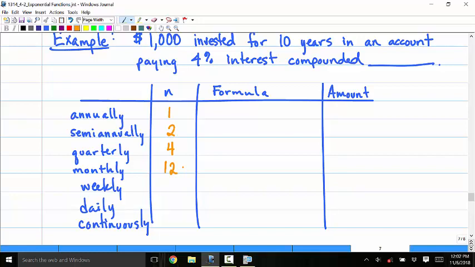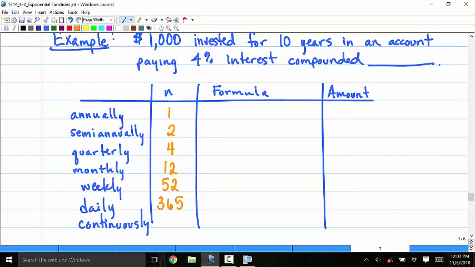If it's compounded weekly, if it's compounded daily, okay, I'm going to tell you 365. Sometimes the problem will tell you to use 360. I don't know why. But some books will use 360 for daily. Whatever. So if I ever were to tell you to compound it daily, I'm going to tell you to use N equal 365.